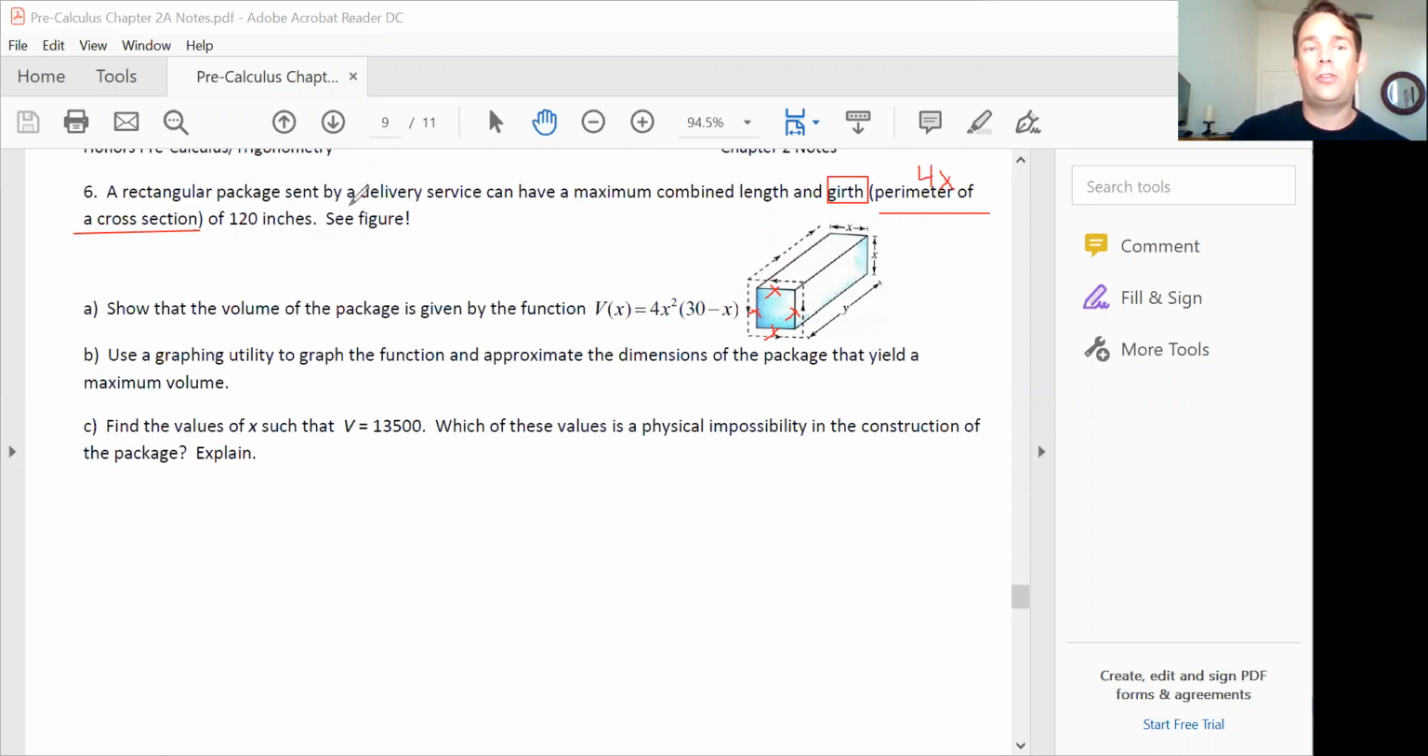So what they say is, a rectangular package sent by a delivery service can have a maximum combined length and girth of 120 inches. Real quickly, just before I get too far, I'm talking about the maximum combined length and girth, and altogether they equal 120. So combined means addition: the length y plus the girth, which was 4x, is going to somehow equal 120.